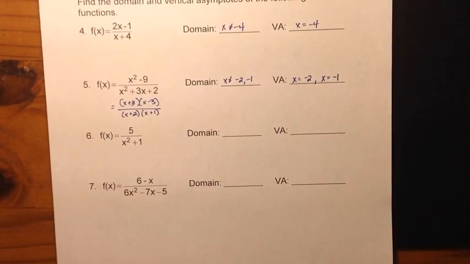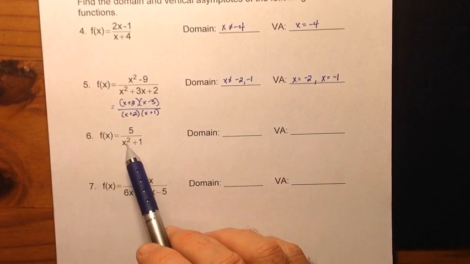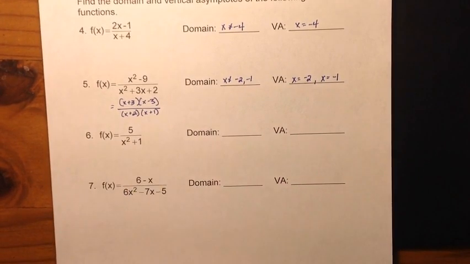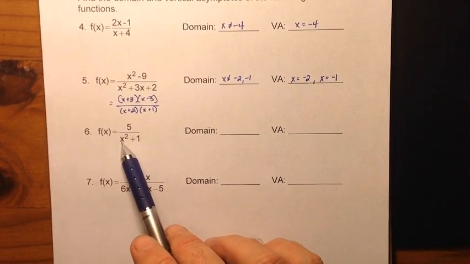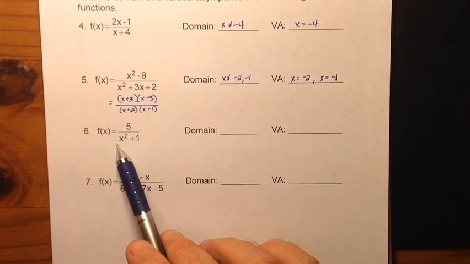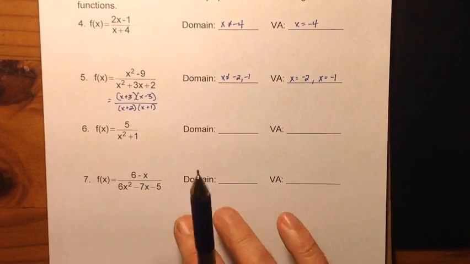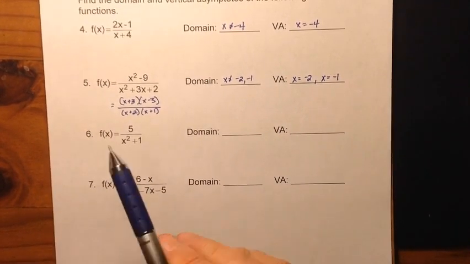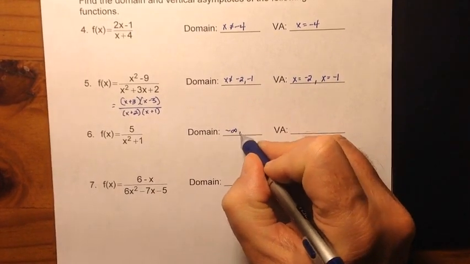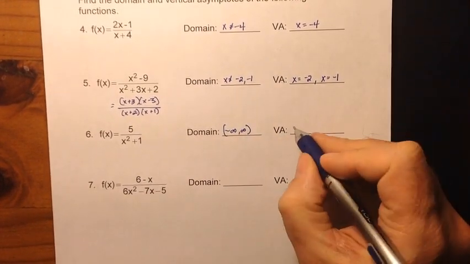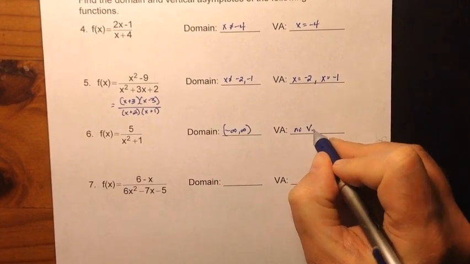Okay. Look at number 6 here. No real number I put in for x here is going to cause this to be 0. The only thing that would do it is an imaginary number, and we're not messing with imaginary numbers. So we're okay with this. We're going to say all real numbers from negative infinity to positive infinity, and we're going to say no vertical asymptote.